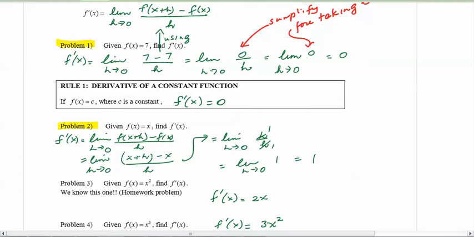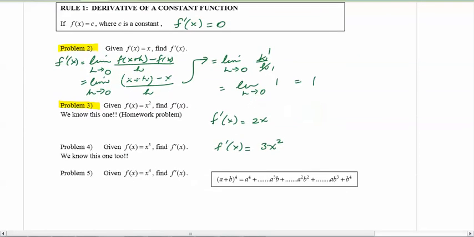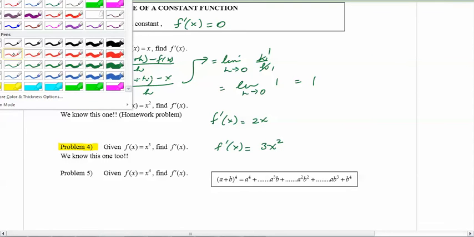That was problem 2. Problem 3, we wanted the derivative of x squared. That was a homework problem, and recall that the derivative of x squared was 2x. Problem 4, that was a starburst problem, x cubed, and the derivative of that was 3x squared. We were about to do problem 5, so let's get going on that.